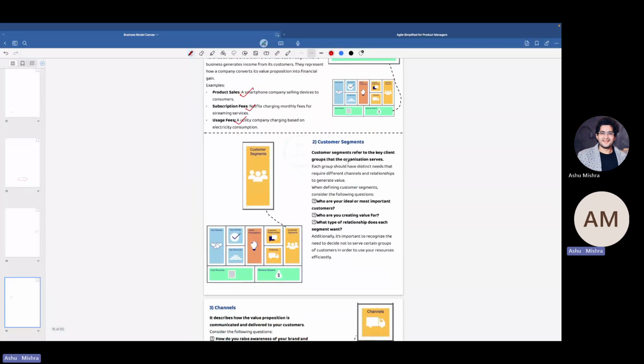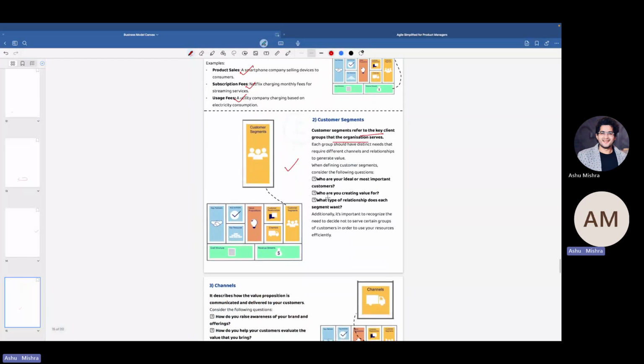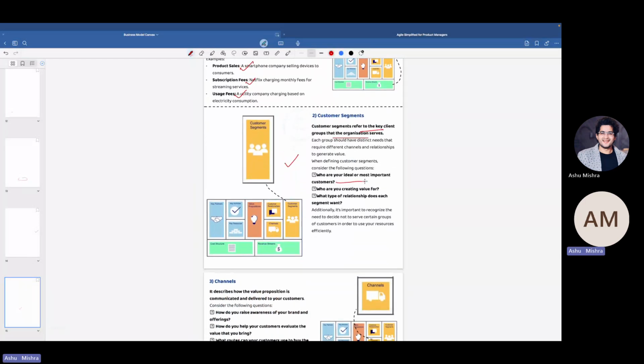Now, second is the customer segment. The customer segment refers to the key client groups that the organization serves, right? And to know what our customer segments are, we need to ask three types of questions. Who are your ideal customers or most important customers, right? Who are you creating the value for? What type of relationship does each segment want from your product, right? You need to decide, you need to dissect, and you need to focus on these customer segments, guys, so as to have a very efficient GTM and the right value proposition for your end customer also, guys.